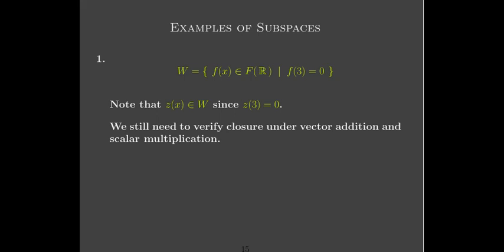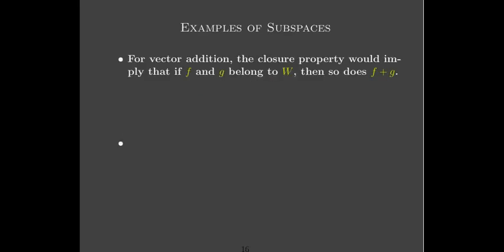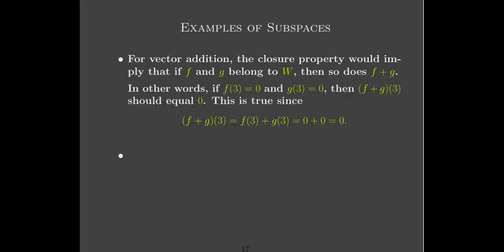We need to verify the closure properties now. Can we add our way out of it? If I have two functions where f of 3 equals 0 and g of 3 equals 0, if I add them together, will this new function, which is the sum, evaluated at 3, also equal 0? Well, we know how to evaluate the sum of functions at a single point. You just take f of 3 plus g of 3.